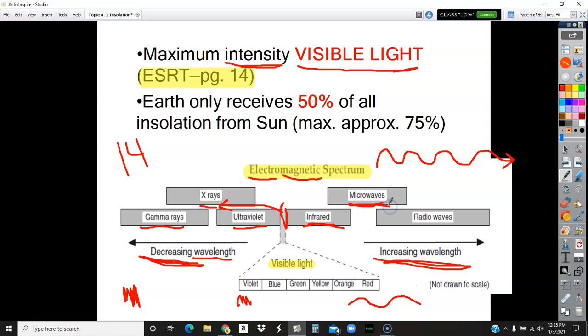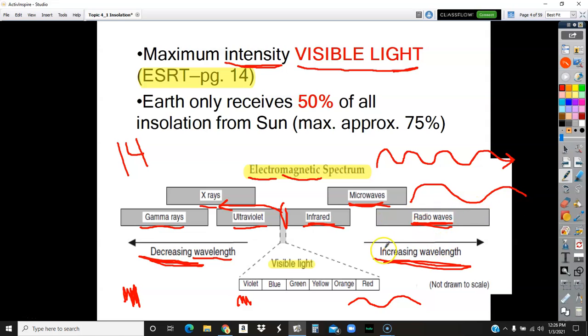Microwaves, right, which we use to cook some of our food and heat things up. And then radio waves. Radio waves are your AM, your FM, your television waves, Sirius XM satellite radio, all that kind of stuff coming from the satellites in space. These wavelengths are very, very long. I mean, a wave could be 100 meters long.